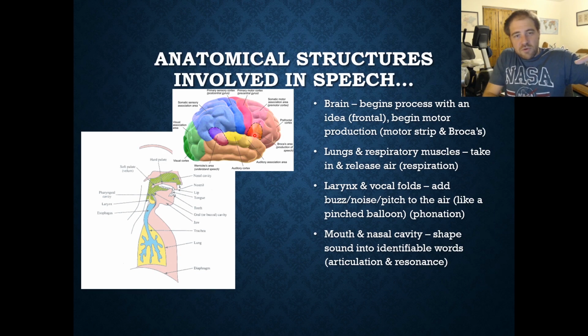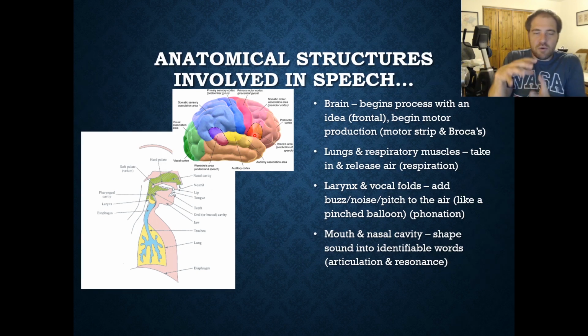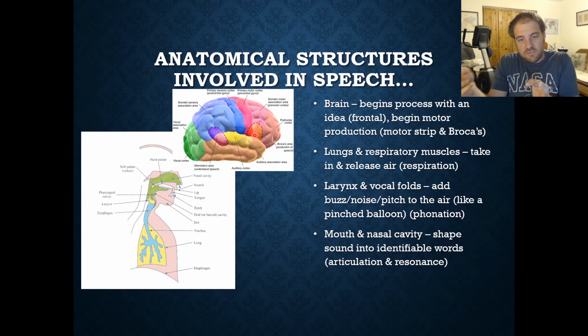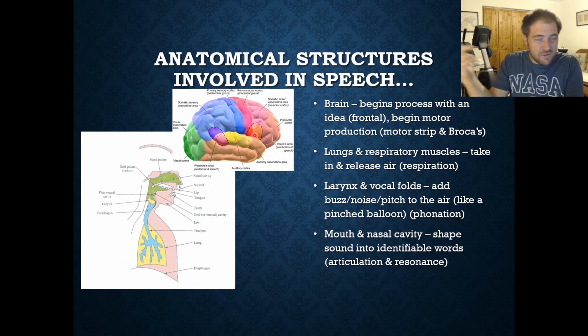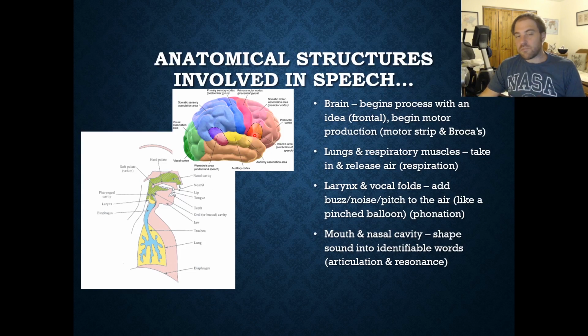So we've got power source, which is air in the lungs. We've got the sound source, which is the buzzing of the vocal folds. And then the mouth and the nasal cavity are going to shape the sound into identifiable words and phonemes and things like that. And that is the filter of the source filter model, which actually should be like a power source, sound source, filter model. So you need all these different things: a brain, a power source, a sound source, and a filter.